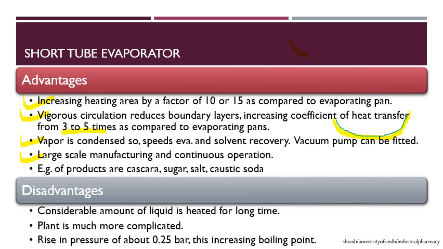Next, large scale manufacturing and continuous operation can be carried out. The product will be coming from the inlet and going out from the outlet, so there will be continuous operation of this equipment, and large scale production can be carried out. Finally, here are examples of products that can be dried with this type of equipment. These may include cascara, sugar, salt, and caustic soda.